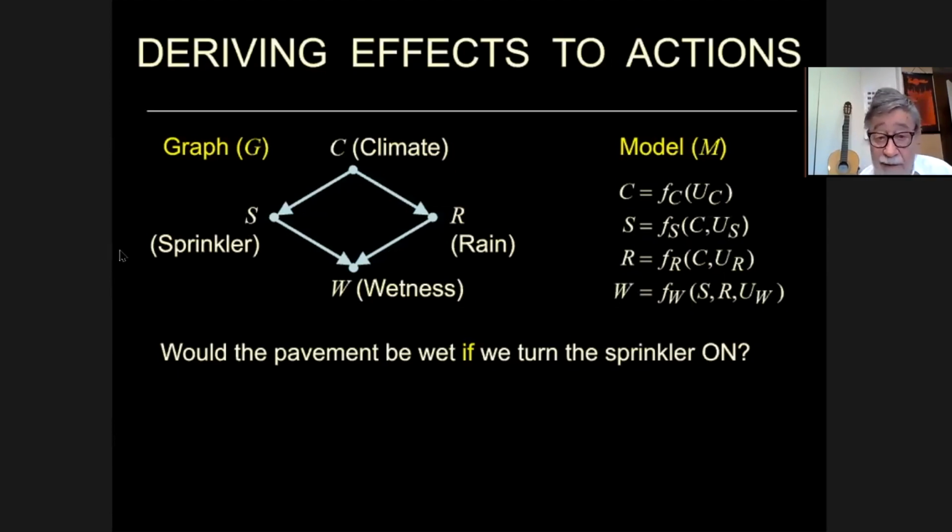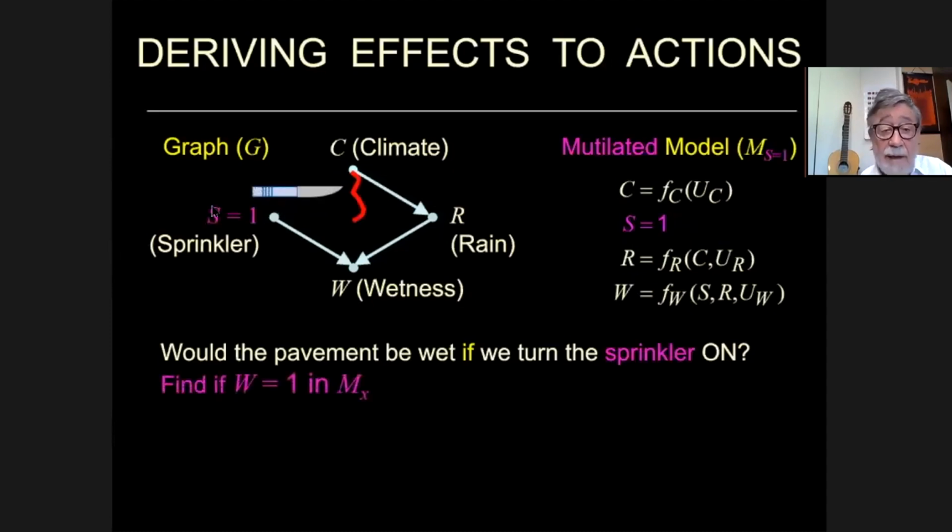How do I express it? Very simply. I just simulate it on this model. I take this knife and I cut off the connection that previously affected the variable sprinkler, and I subject it to the force of my muscle and set S to 1. Sprinkler is on. What do I have now? I have a new structural equation, a set of structural equations, with one equation replaced by a constant.